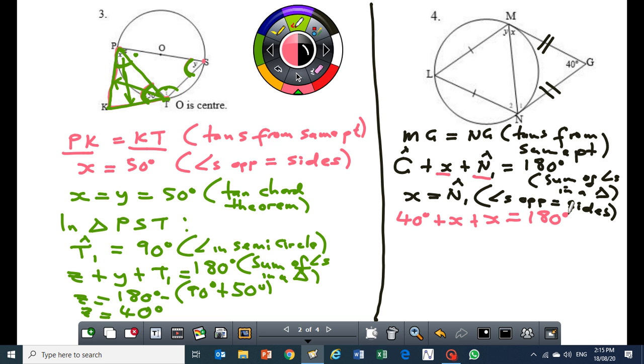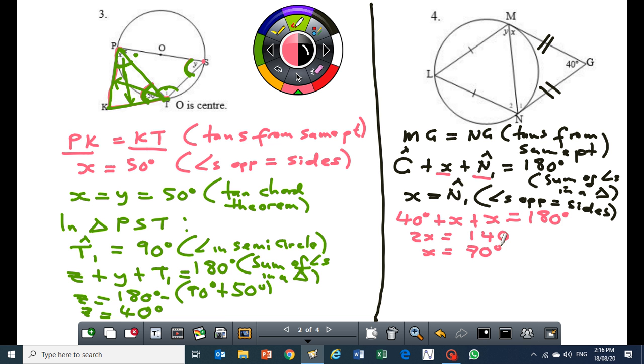The reason why I'm putting X where there is N1 is because I have proved that X is equal to N1 because they are angles opposite equal sides. So I can write here 2x will be equal to 180 minus 40, which gives you 140. So x will be 70 degrees. Okay?